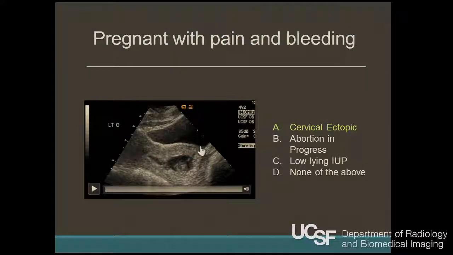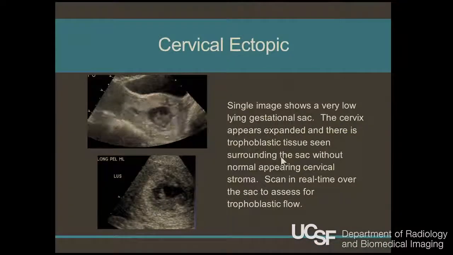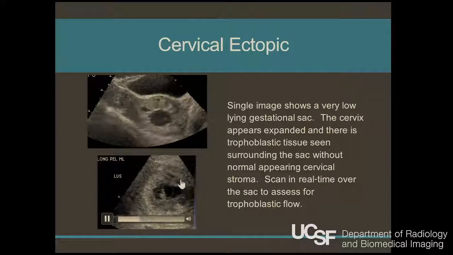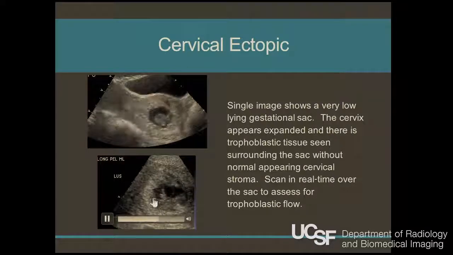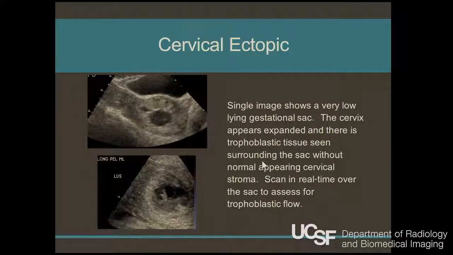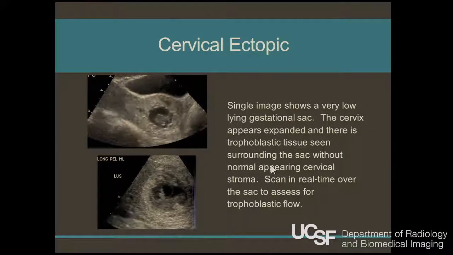You kind of see how the cervix is bulging. It doesn't come down and taper and it's flat. That bulging cervix is the sign that it's not an abortion in progress. The other key thing is to look for this trophoblastic flow around it. If you see that, then you're dealing with a cervical ectopic, not just an abortion in progress. So you want to look in grayscale.